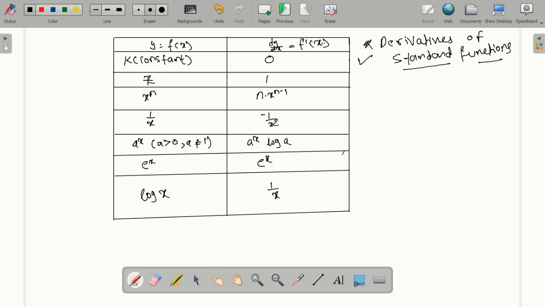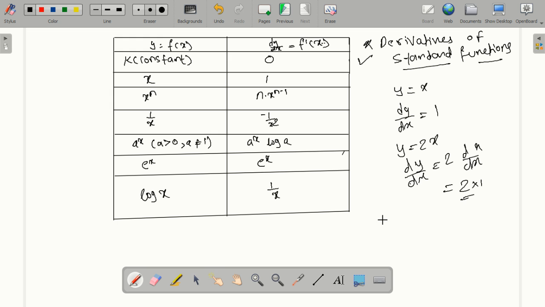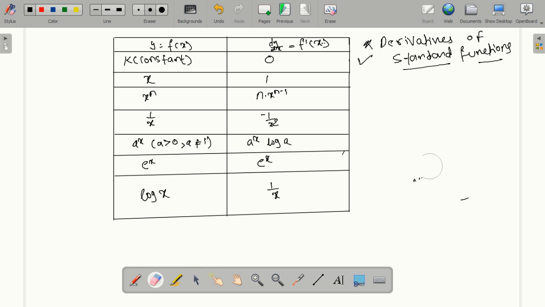Similarly, the derivative of x is 1, right? For example, if you have been given y is equal to x, then dy by dx is equal to 1. Or let's say that you have been given y is equal to 2x, then dy by dx is equal to 2 coming outside, then d by dx of x, which is nothing but 1. So 2 into 1 will come as the answer 2, right? So the derivative of x is 1.